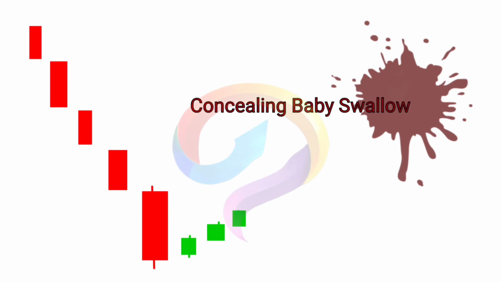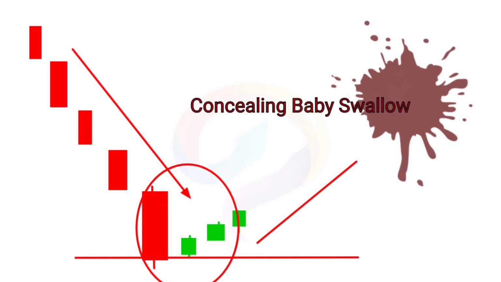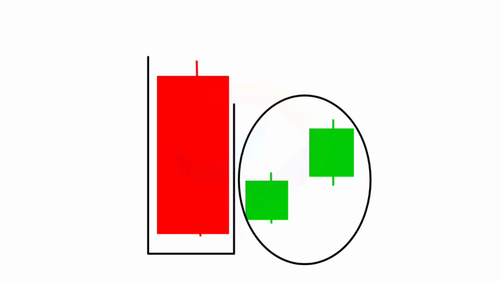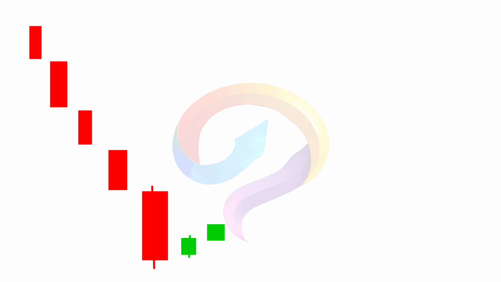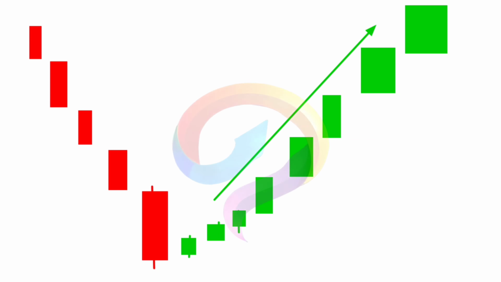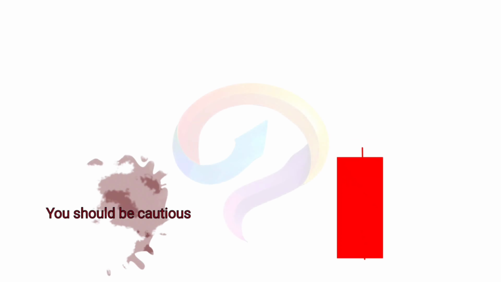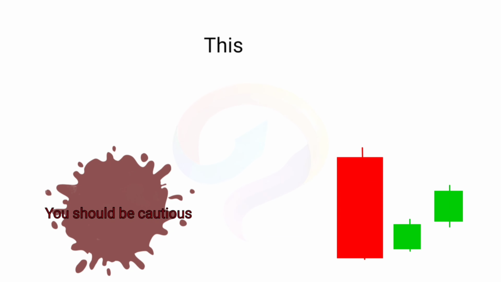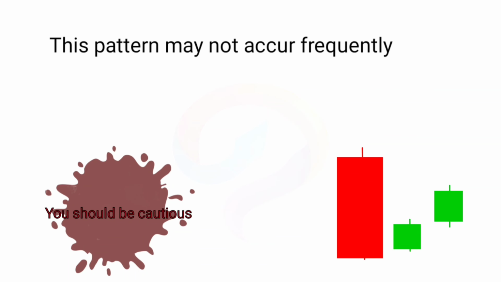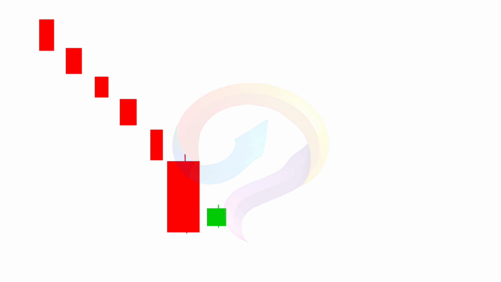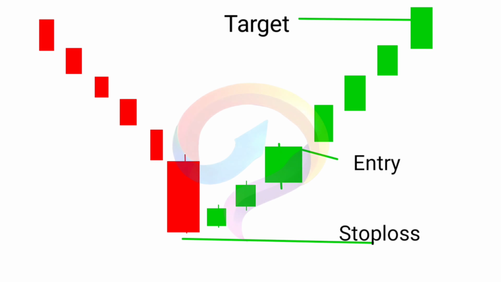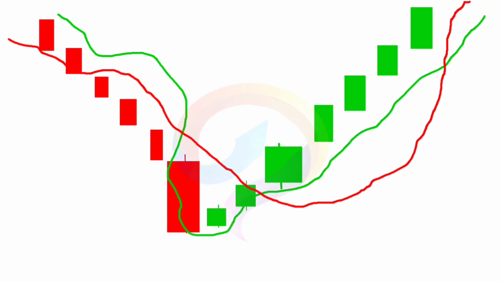Concealing baby swallow is a rare candlestick pattern that can occur at the bottom of a downtrend. It is formed by two or more small bullish candlesticks that are completely engulfed by a larger bearish candlestick. This pattern signals a potential reversal in the downtrend and a possible shift in momentum to the upside. Traders should be cautious when identifying this pattern, as it is rare and may not occur frequently. However, if it does occur, it could present a valuable opportunity for traders to enter a long position. It is important to confirm the pattern with other technical indicators and price action before making any trading decisions.